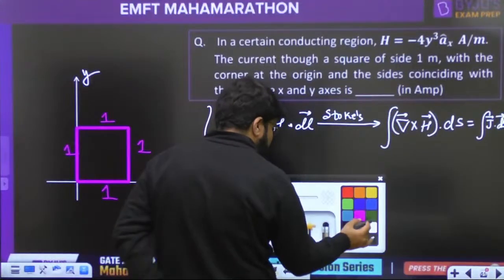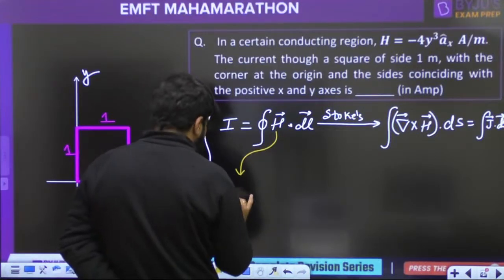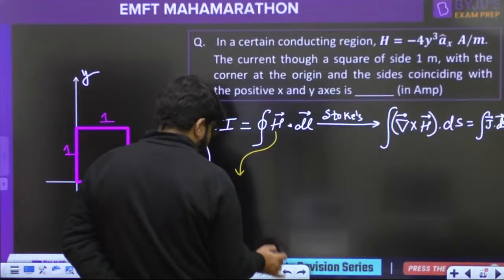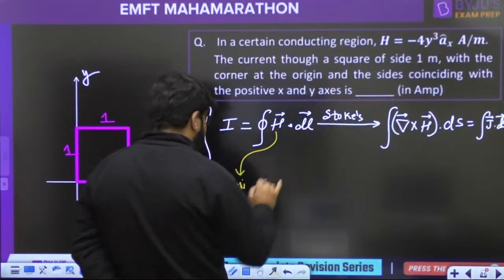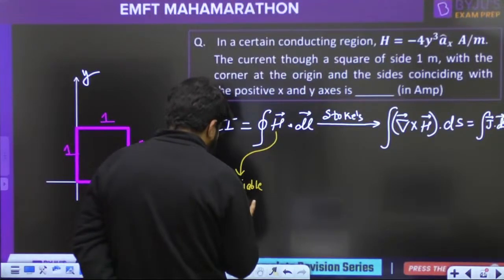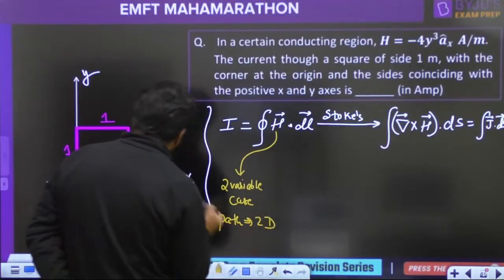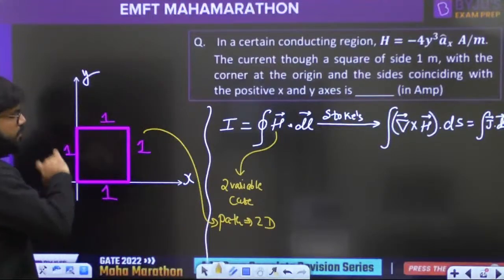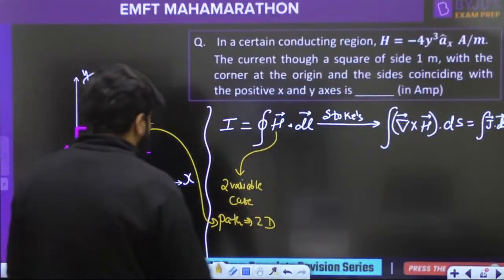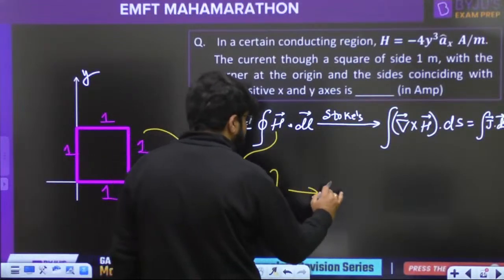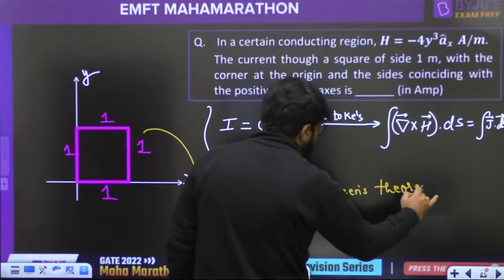But here you will see, I will give you one more hint. The magnetic field H is in 2D, a two variable function, actually x or y. It's a two variable case, right? The path given is also in 2D. It's in the xy plane. It's not a 3D path, it's only in 2D, right? So because of this two variable condition, Stokes is always convertible to Green's theorem. Rather than the Stokes theorem, you can apply the Green's theorem.